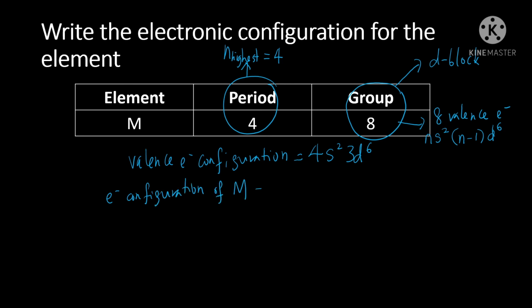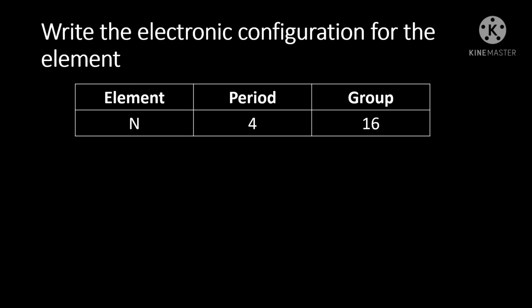To write the electronic configuration, again, we need to start with the lowest energy orbital, 1s. 1 orbital, maximum 2 electrons, followed by 2s2, 2p6, 3s2, 3p6, 4s2, 3d6. Again, we need to end with the valence electronic configuration of the element. This is another element, element N, in period 4, group 16. How do we write the electronic configuration of this element?